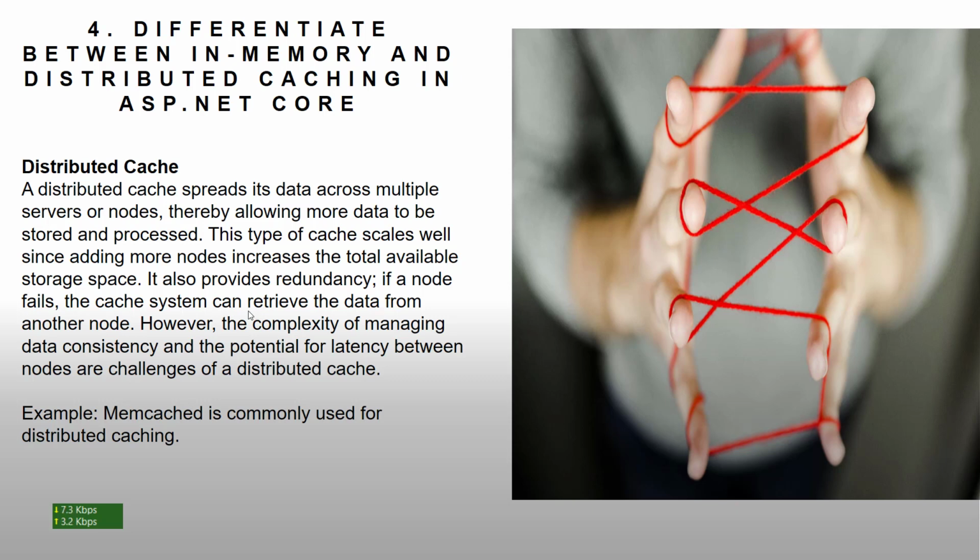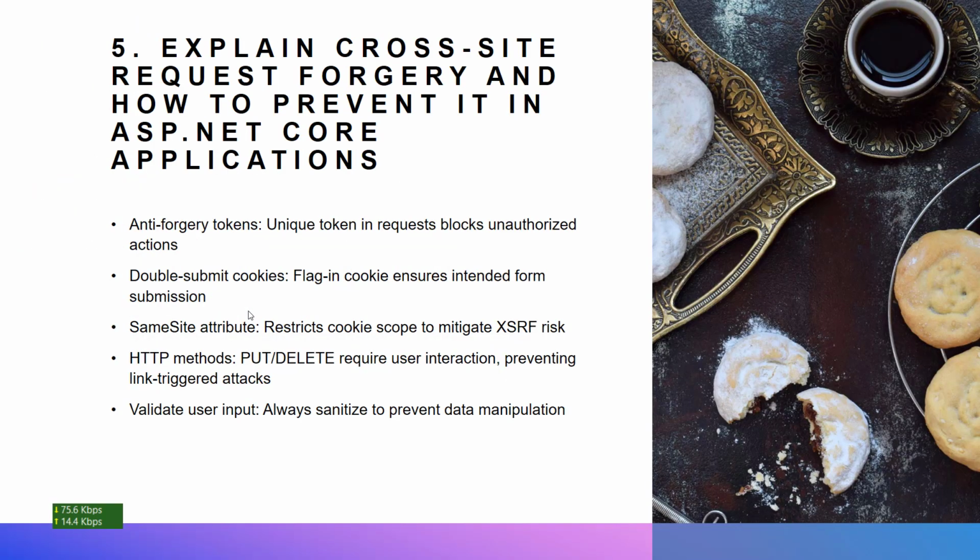So two types of caching: in-memory and distributed. In-memory stores in the memory, and the example is Redis. Distributed caching stores on different servers and nodes, and the example is Memcached.